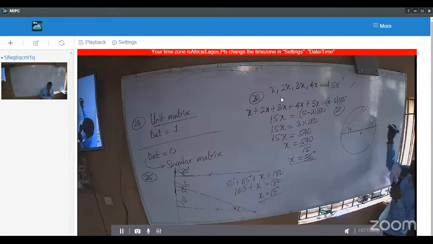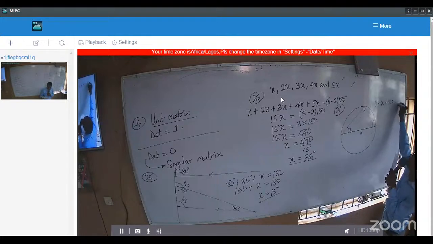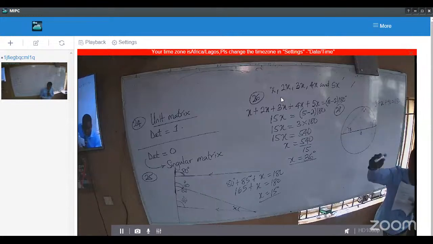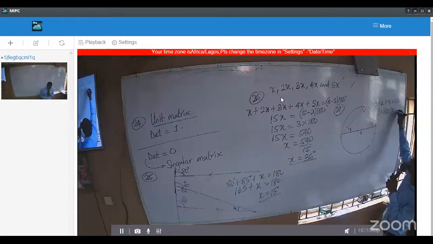Y. Sum of angles in a triangle is how much? I'll now say y plus what? Plus what? Equals how much? Sum of angles in a triangle is 180. I'm looking for this place. Y equals 180, minus 90, minus x. What's 180 minus 90?